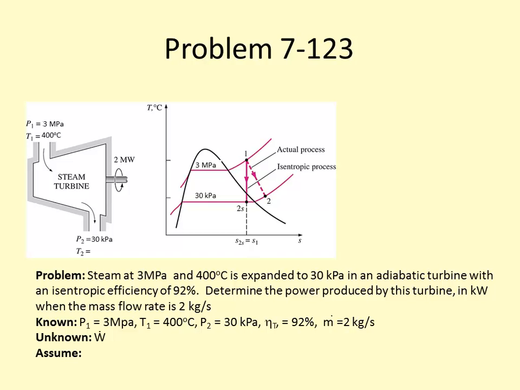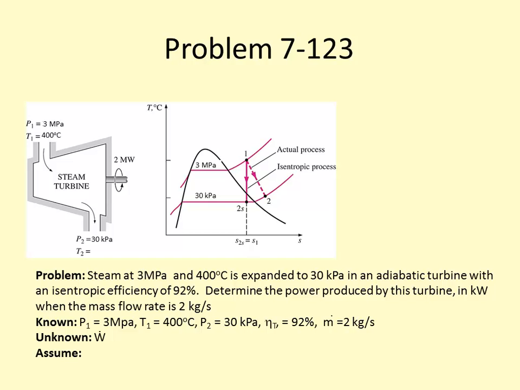So that value, I didn't calculate it explicitly because I jumped a step. Okay, so 1792 kilowatts is our isentropic work out.